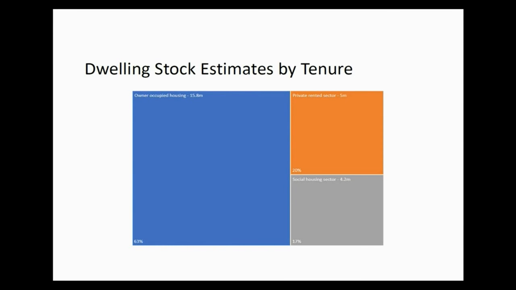So we've got dwelling stock estimates. There are quite a lot of houses in the UK, in England and Wales. The biggest group is owner-occupied housing, 16 million, more or less. There's a private rented sector, about 5 million, and there's social housing, 4.2 million, which divides into local authority and housing associations, registered private providers being the technical name. So that's the dwelling stock estimates by tenure.